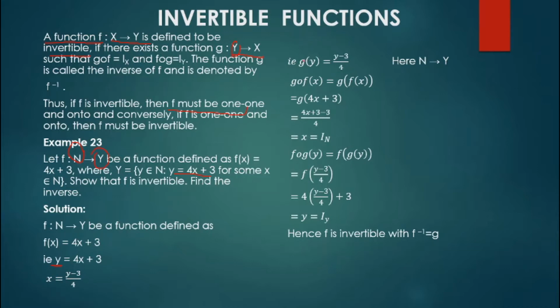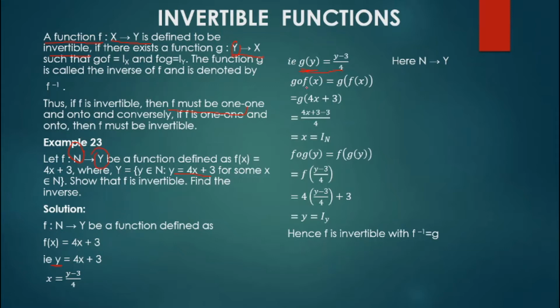Next, g of y is equal to, when we write x is equal to y minus 3 by 4, that can also be written as g of y is equal to y minus 3 by 4. Why? Because f of x is equal to 4x plus 3 in terms of x, and when it is y, g of y is equal to y minus 3 by 4. Did you all understand why I wrote g of y is equal to y minus 3 by 4? Because it is from N to Y.